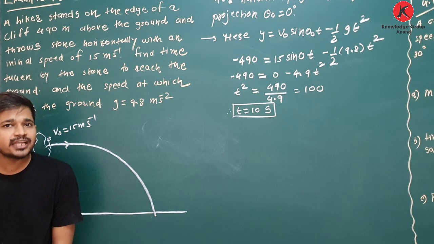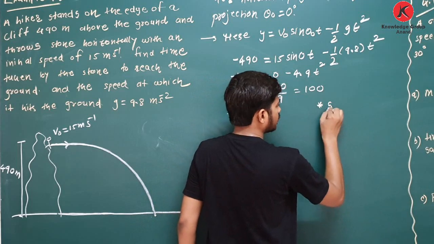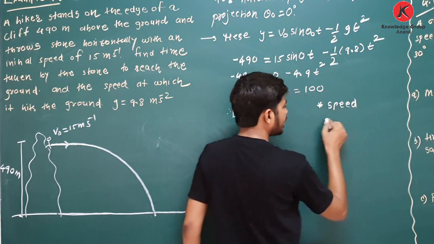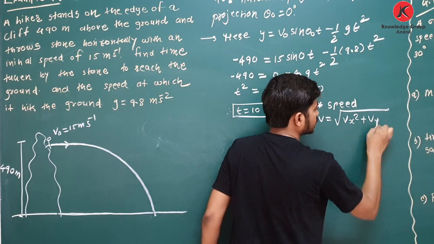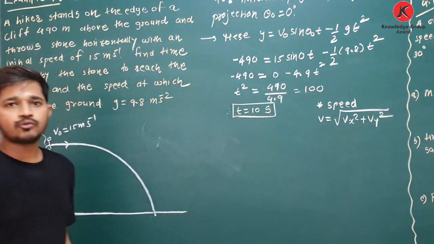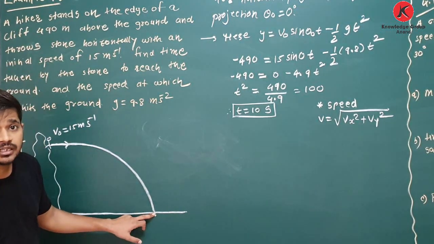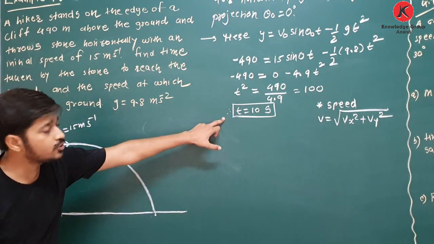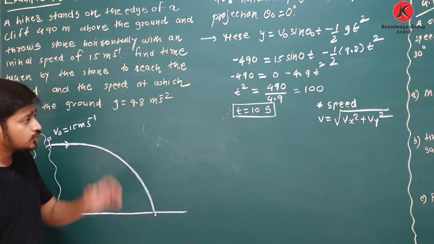See, how to find speed? Yes, we know its equation. Speed v is equal to under root vx square plus vy square. So first of all, we have to find the x component and y component of velocity when it hits the ground. It hits the ground at time t is equal to 10 seconds.